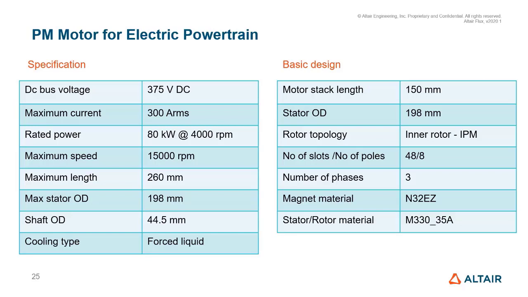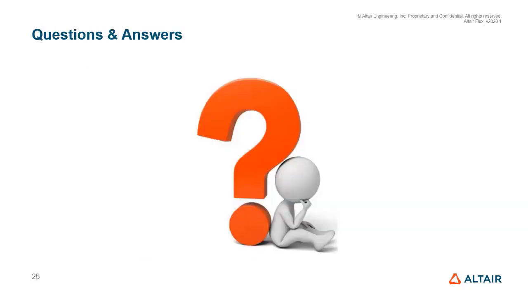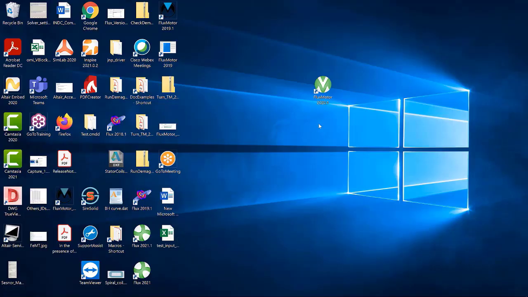decide on a basic selection, which includes the rotor topology, the slot pole combination, and what material is to be used in the design. So starting from this table here, we will start putting the data into Flux Motor. I will start the demo by opening the most recent version of Flux Motor, which is 2020.1.